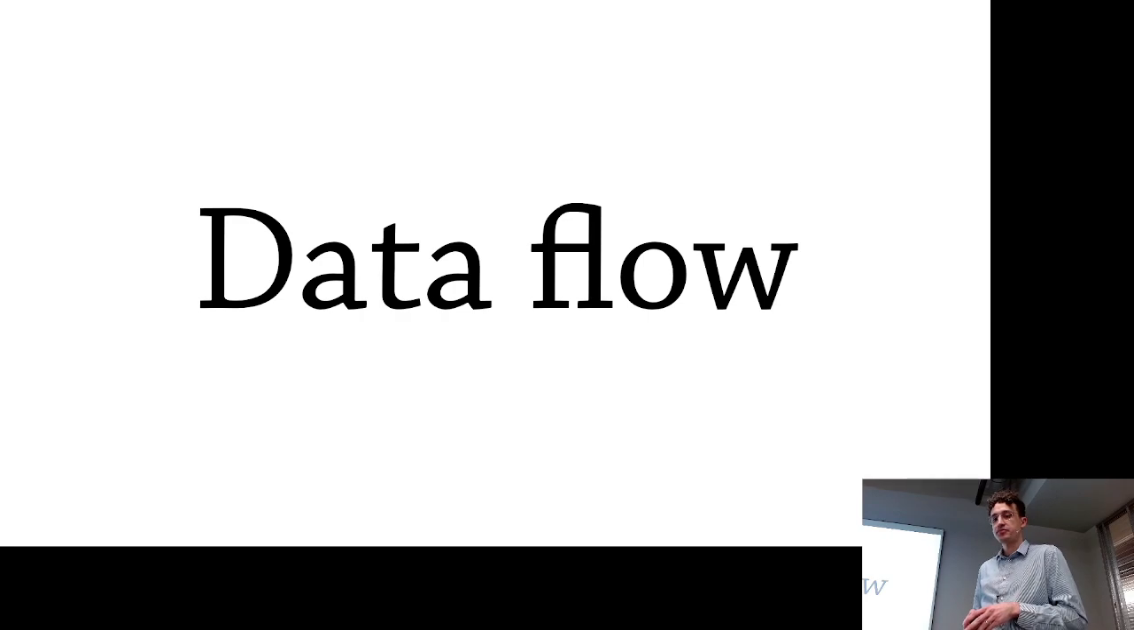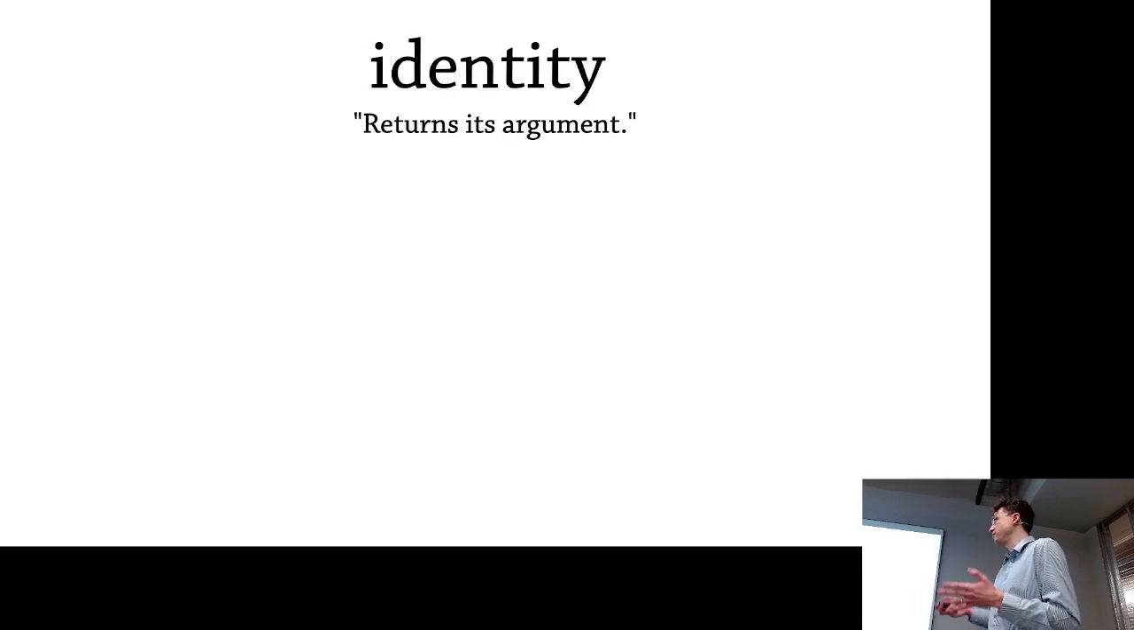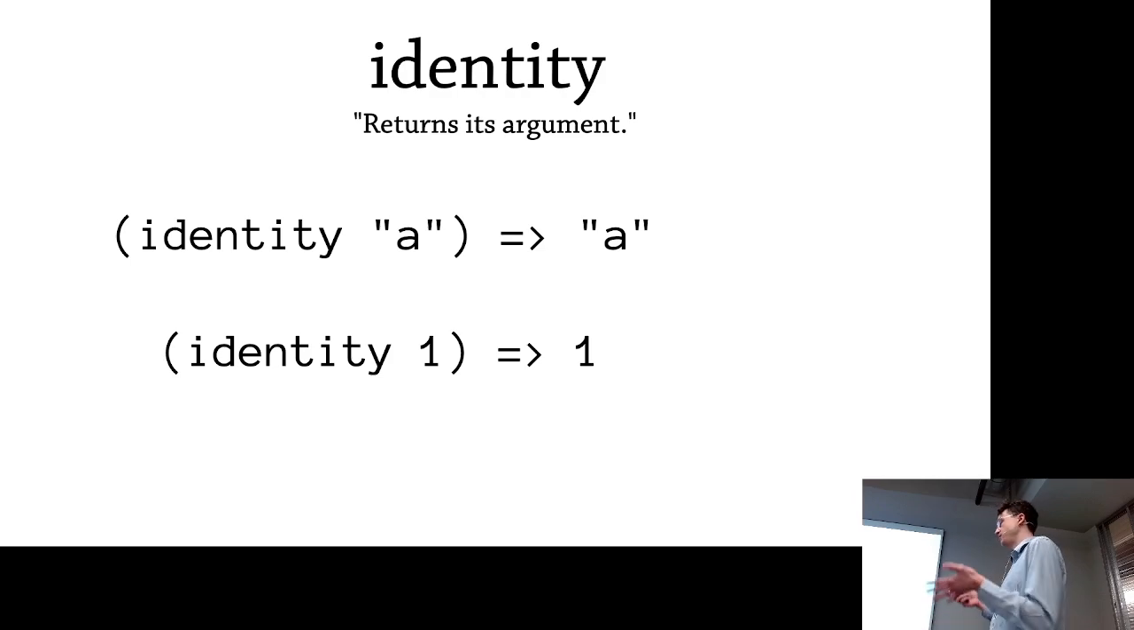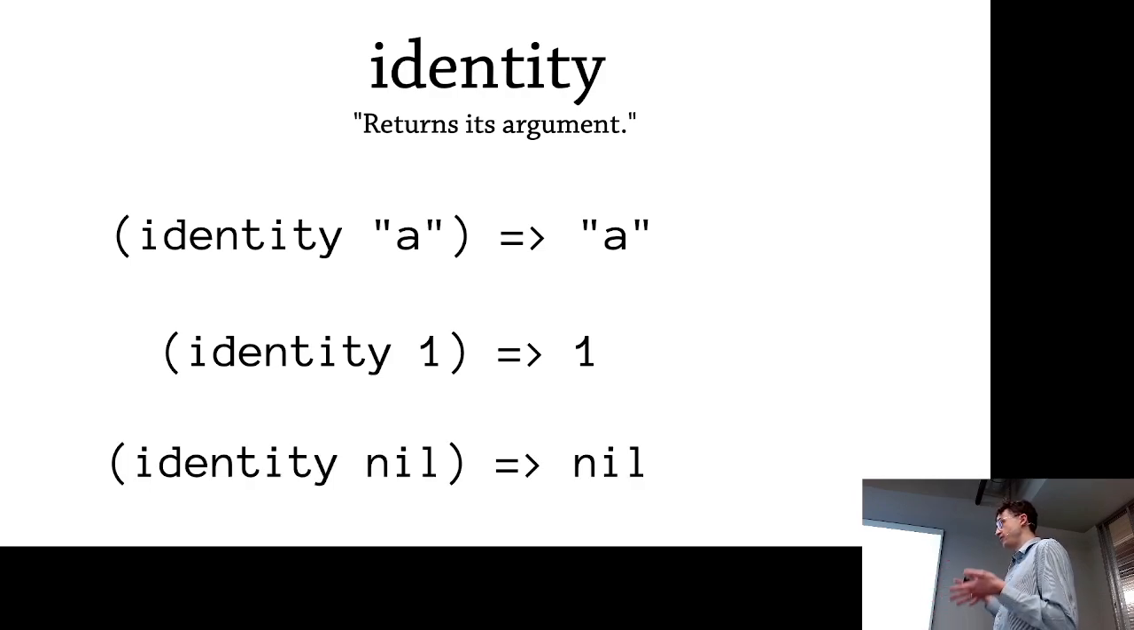And so for example, here's the simplest function I can think of that illustrates this. It's the identity function. This is the docstring for identity in Clojure. It returns its argument. So if you give A to identity, it returns A. If you give 1 to identity, it returns 1. If you give nil to identity, it returns nil.